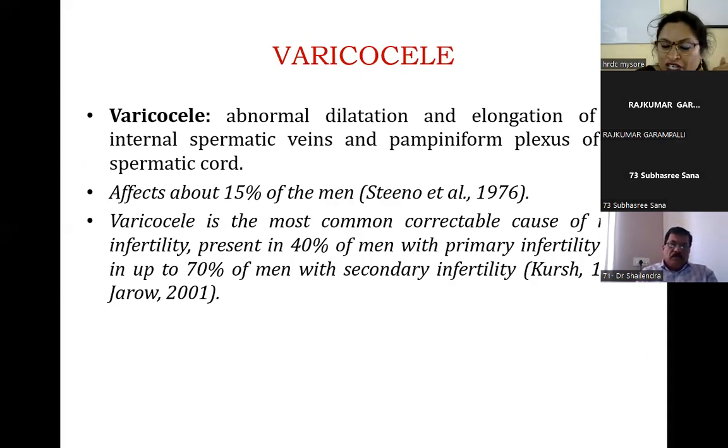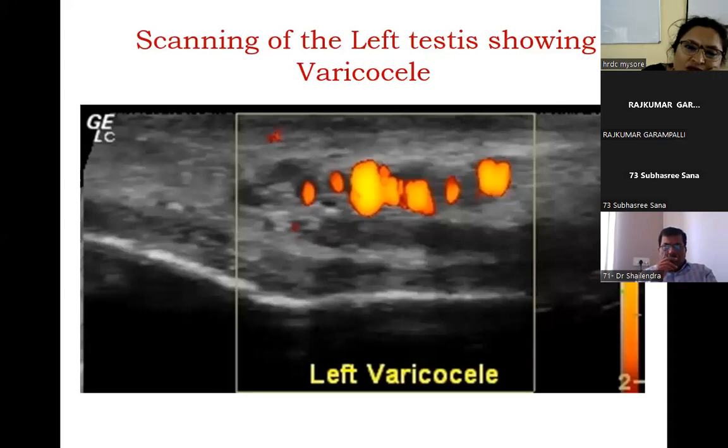cord. Because of this varicocele, spermatogenesis will be inhibited, and about 15% of men have problems due to this varicocele. It could be operated. Sometimes there is even a recurrence. After some time, they will again develop this varicocele. So this is the varicocele.